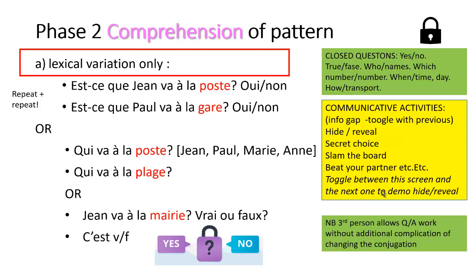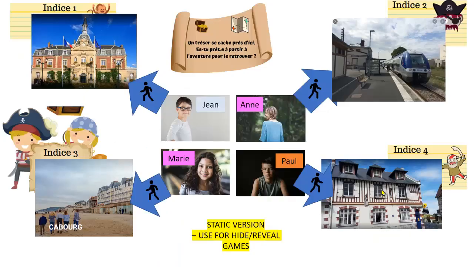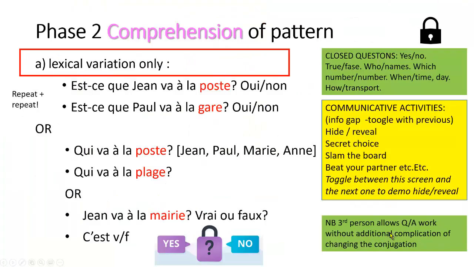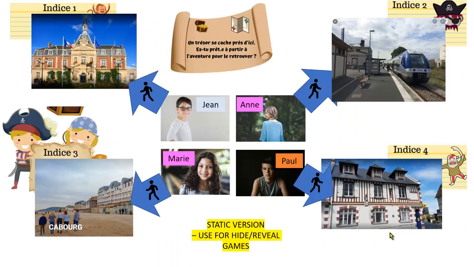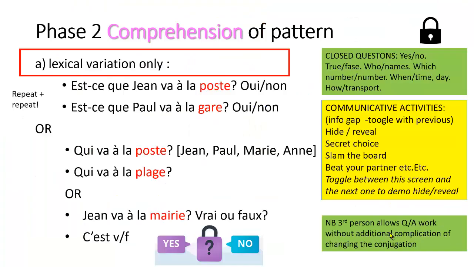And now I'll say, Paul va à la gare. Paul is going to the station. And then it can be a genuine yes or no. Are you guessing? Oui. Non. Paul va à la poste. Marie va à la poste. Oui ou non? Oh, non. Marie va à la plage. So have that sort of hide reveal. It's really helpful. You can turn it into a game.